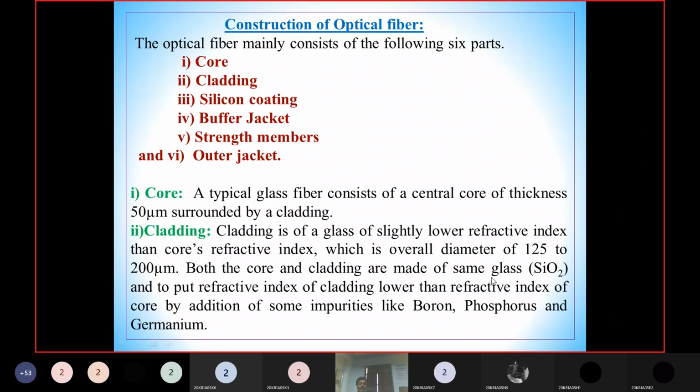Both the core and cladding are made of the same glass, SiO2. SiO2 means silica, here silica glass. The refractive index of the cladding is made lower than that of the core by the addition of some impurities like boron, phosphorus and germanium. So to change the refractive index, the cladding material is doped with other materials, though it is still prepared using silica only. This is about the cladding.